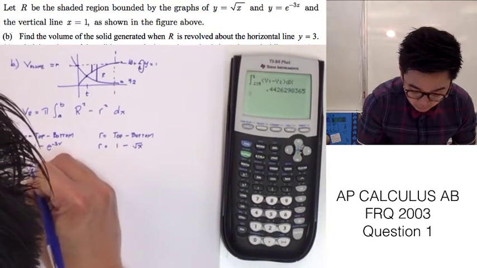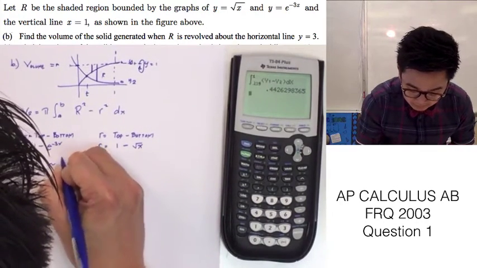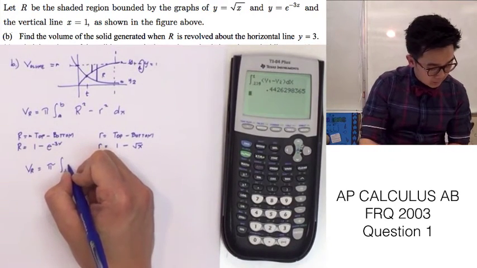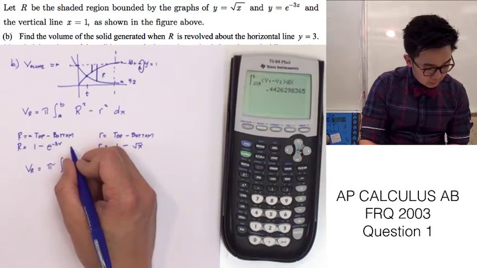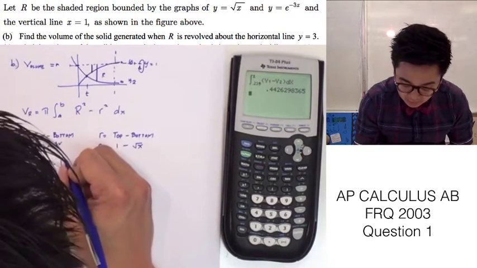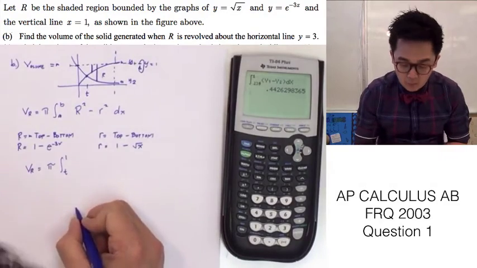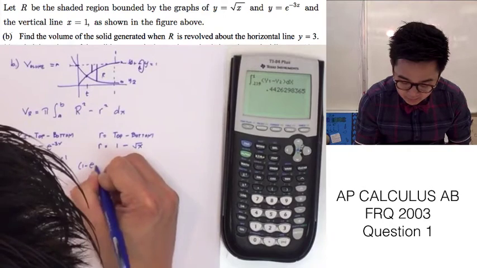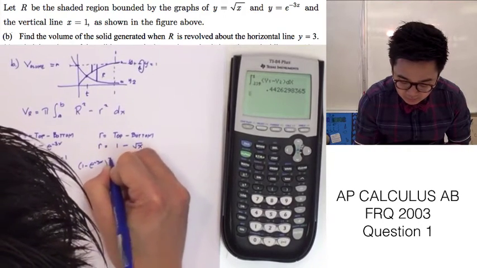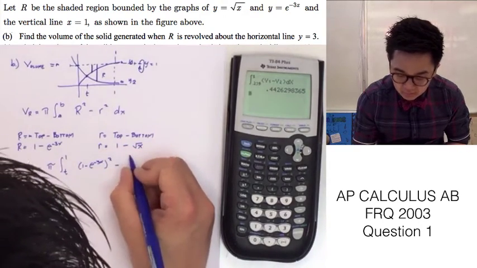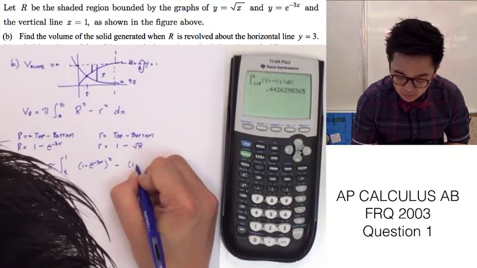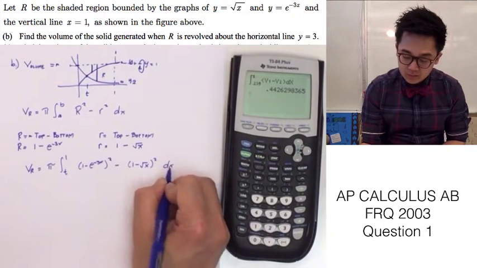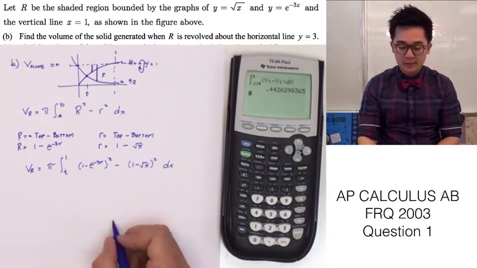So the volume is pi times the integral, where A, which we know is 0.239, is the lower limit, and the upper limit is 1. The big R is 1 minus e to the negative 3x, squared, minus the small letter r, which is 1 minus square root of x, squared, evaluated with respect to x.